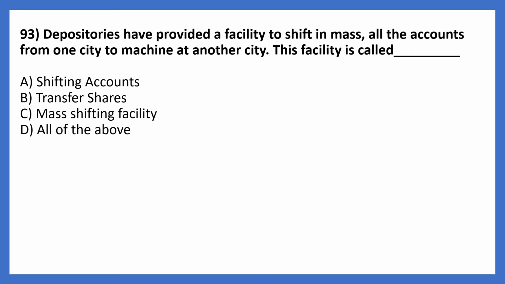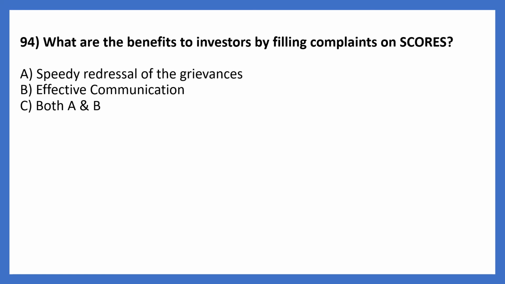Depositories have provided a facility to shift in mass all the accounts from one city to another city. This facility is called option A, shifting accounts, option B, transfer shares, option C, mass shifting facility, and option D, all of the above. The correct answer is option C, mass shifting facility. What are the benefits to investors by filing complaints on SCORES? Option A, speedy redressal of the grievances. Option B, effective communication. And option C, both A and B. The correct answer is option C, both A and B.